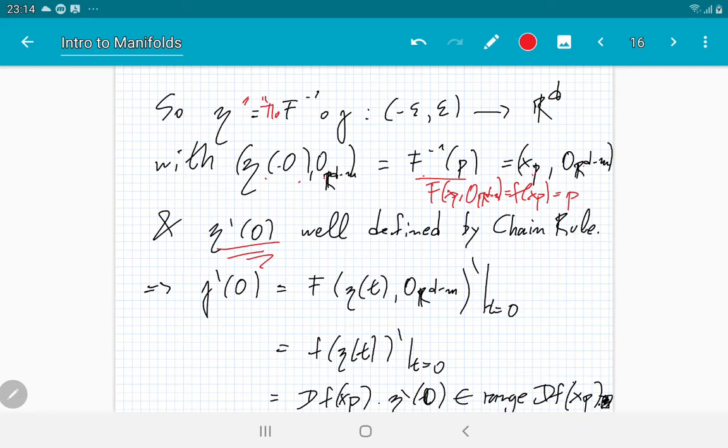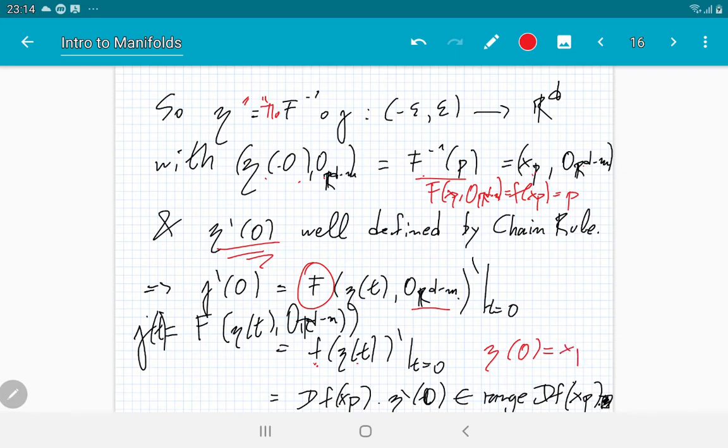And here's what I know. I know that, again, gamma equals f of gamma of t equals f of eta of t, 0 in R^(d-m). So I differentiate both sides. But here I'm going to use the fact that I know that capital F, restricted to vectors with d minus m coordinates equal to 0, is equal to little f. So I'm actually differentiating little f composed with eta of t. I can do that by the chain rule, noticing that eta of 0 is xp.